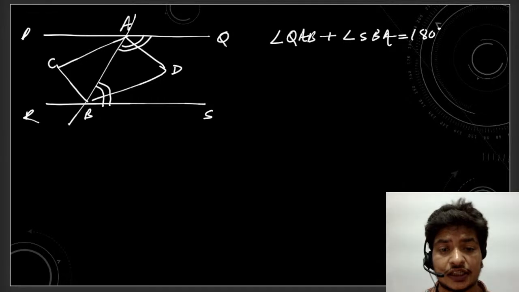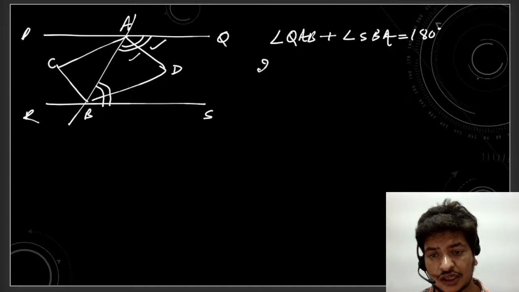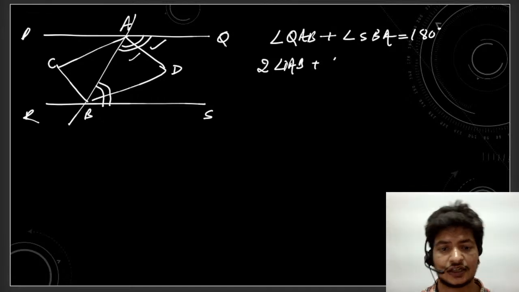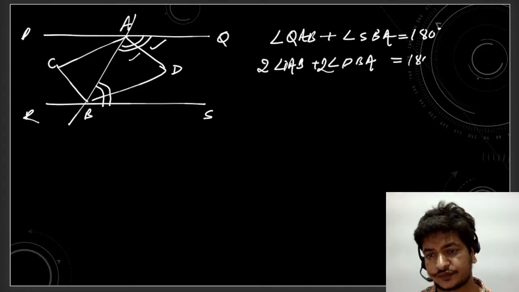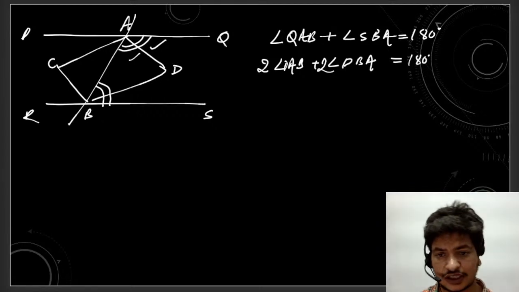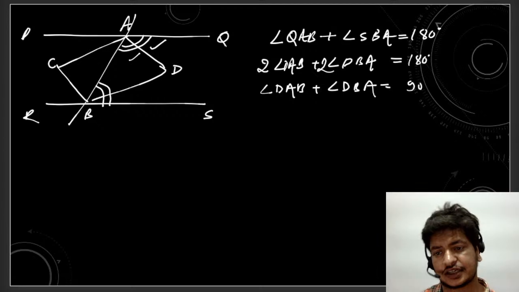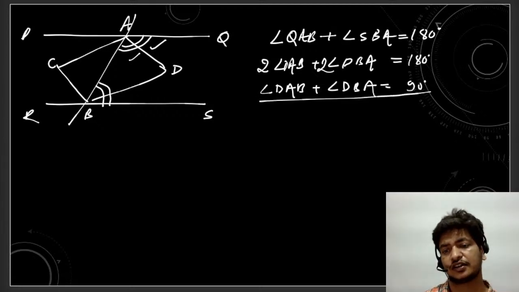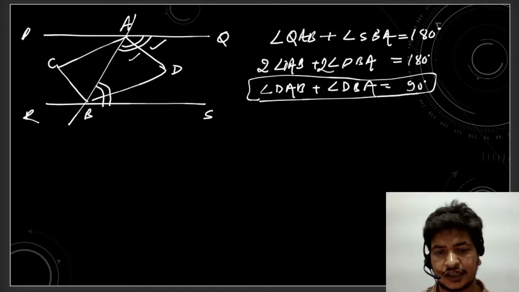And we already know that this angle and this angle are equal to each other, which states that 2 times angle DAB plus 2 times angle DBA is equal to 180 degrees, which means I can write this as angle DAB plus angle DBA is equal to 90 degrees. This is the thing that we can write: DAB and DBA is equal to 90 degrees.